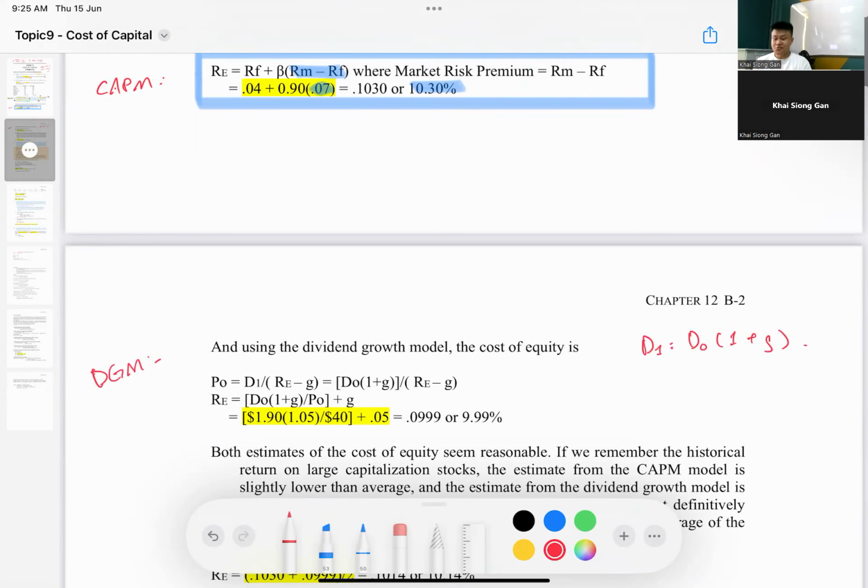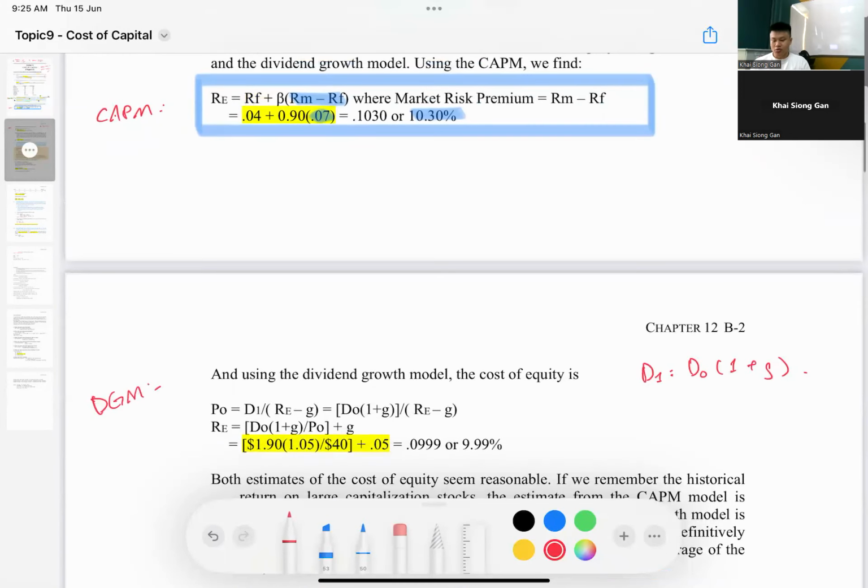You see, all the chapters are interrelated, right? If you forget one chapter, you don't need to do the exam already. Okay, so therefore, required return equals this one. We follow this formula because we don't have D1. This is the DGM that we refer to.